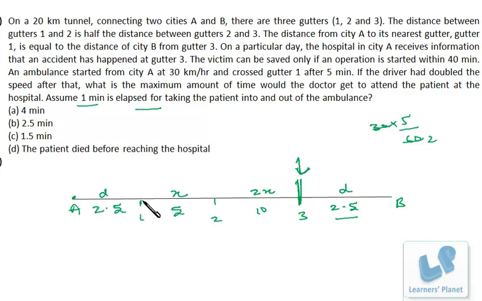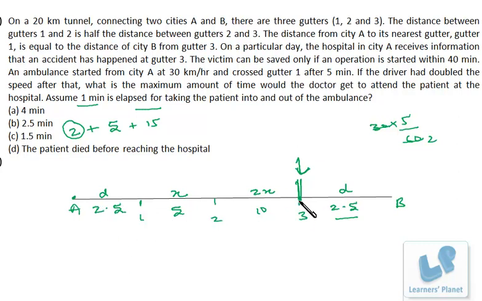Now after this point, the driver is doubling the speed. That means as of now the speed is 30, now it's making it 60, and he has to cover the distance of 15 kilometers. So 15 kilometers with the speed 60, he would take 1/4 of an hour, that is 15 minutes, right? So I just write the timings over here. Initially from A to this is 5 minutes, then from this place to this place 15 minutes, then 1 minute is elapsed in and out, so I just add 2 over here. Now this 2 is separate, but 5 plus 15 is the time from A to gutter 3.